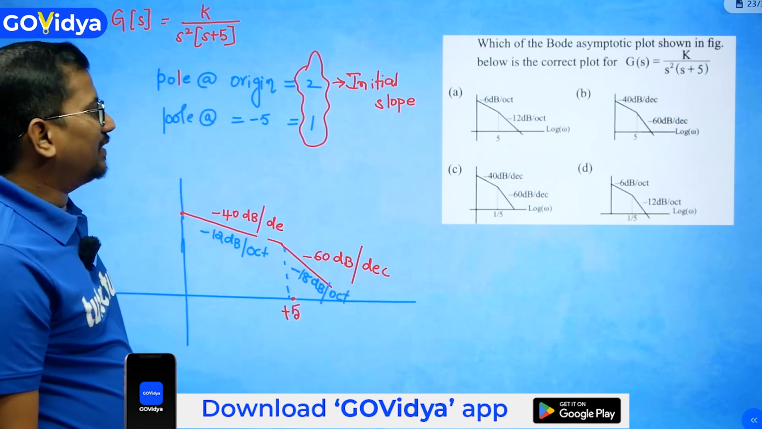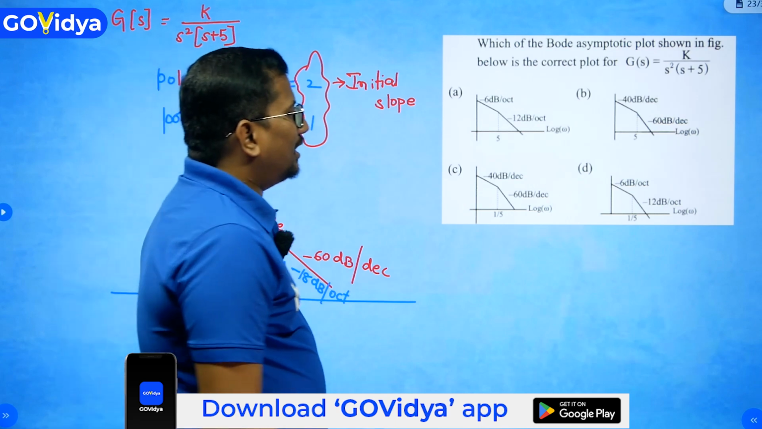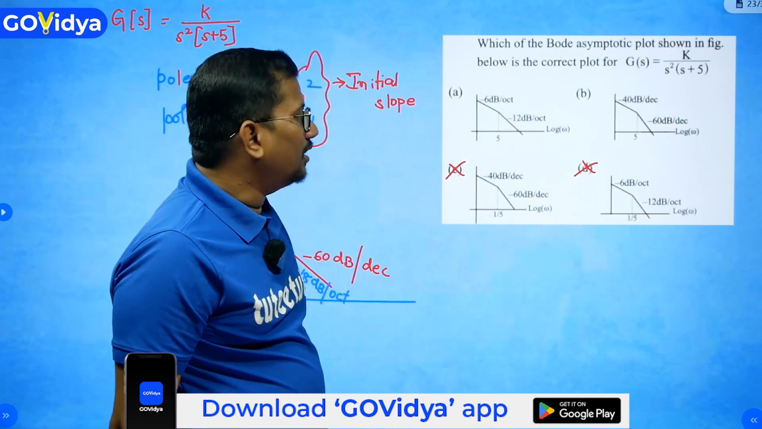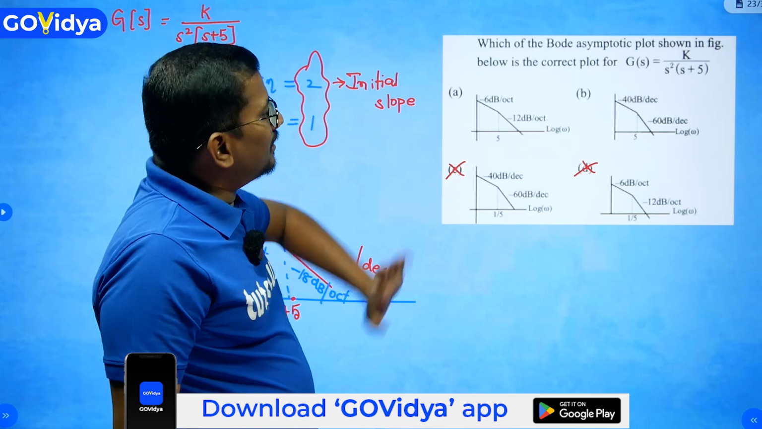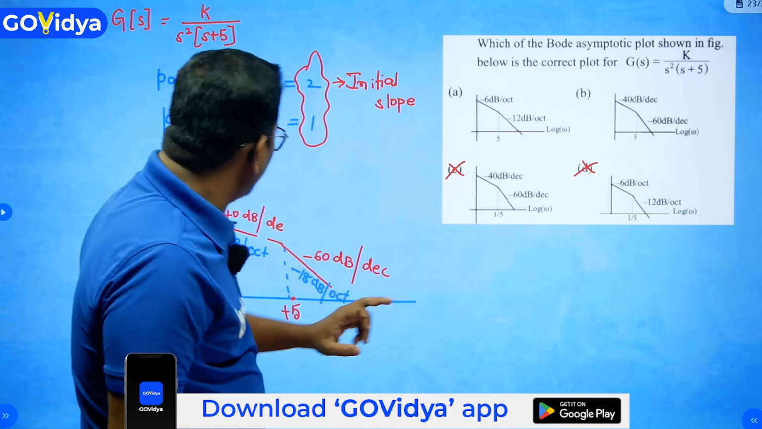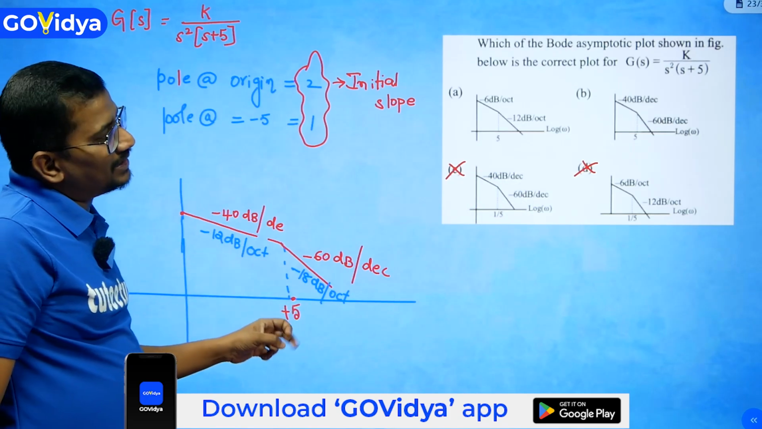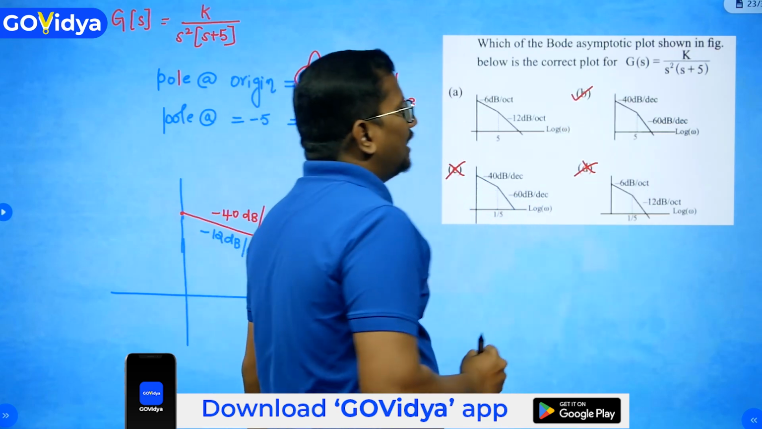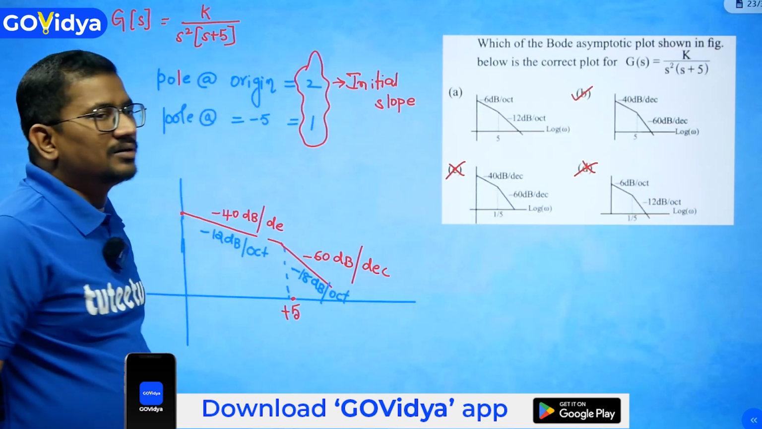Okay. So, which of the following options is correct? First of all, I can straight away eliminate these two. Out of these two, one is correct. Minus 6 to minus 12? No, minus 12, minus 18. So obviously the answer is B. Right. So, therefore, option B is correct.